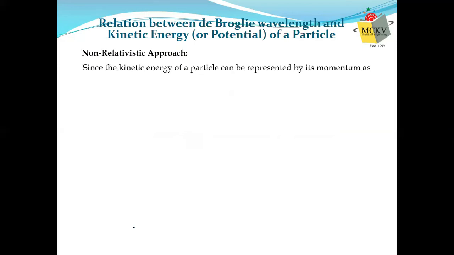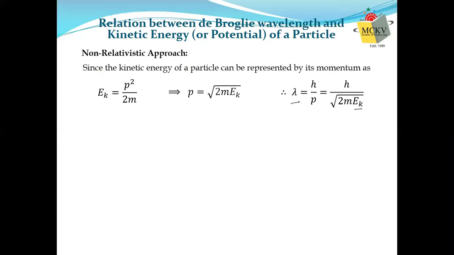If we assume the non-relativistic approach first, then the kinetic energy of the particle in motion can be represented by its momentum as kinetic energy equal to half mv square. In terms of momentum, kinetic energy can be written as p square by 2m. From that, p can be written as root over 2m Ek. Since from the de Broglie hypothesis we know lambda equals h by p, we can replace p in terms of kinetic energy. So lambda will be h by root over 2m Ek. So if we know the kinetic energy of the particle instead of its momentum, we can directly estimate the wavelength associated.